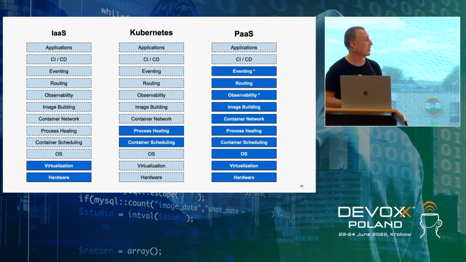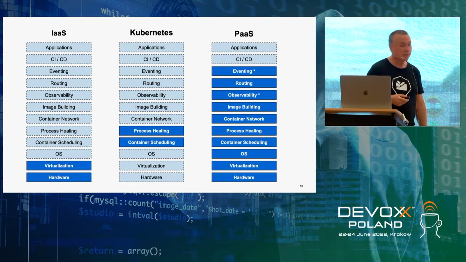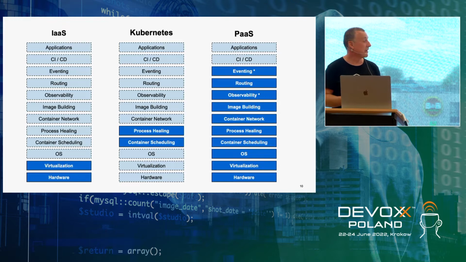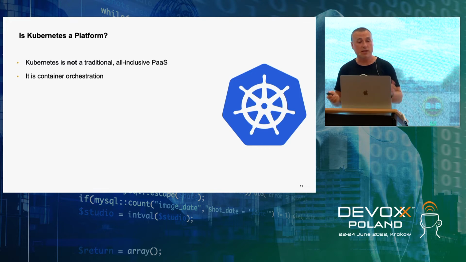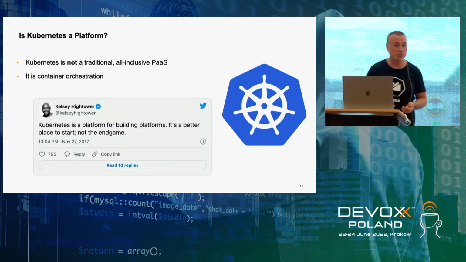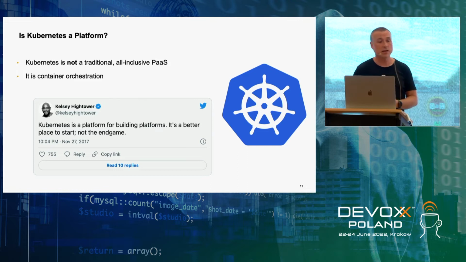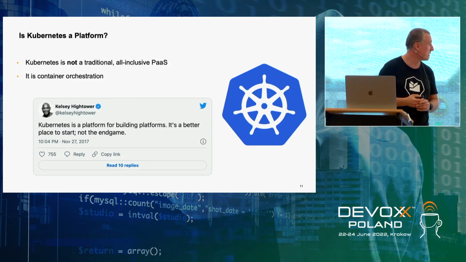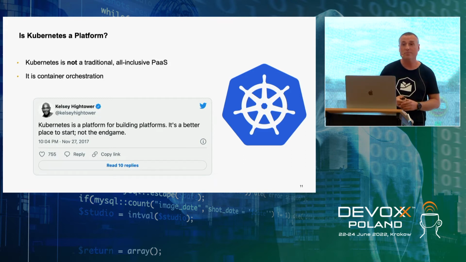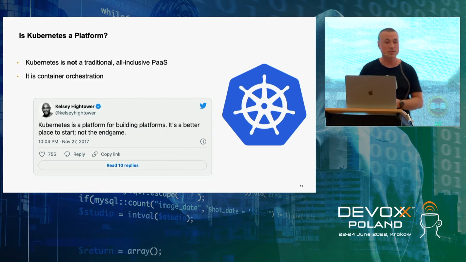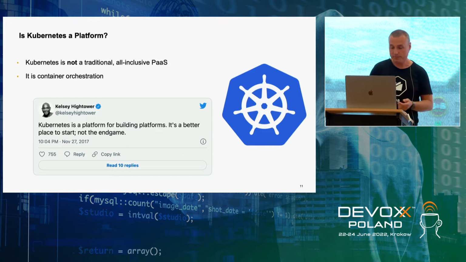And you see there is still a lot that you miss. So you probably need much more to be effective and to achieve this speed to market factor. So Kubernetes is not a traditional all-inclusive platform as a service. It's just container orchestration, and this is the quote from Kelsey Hightower, the author of Kubernetes Up and Running and one of the biggest promoters of Kubernetes: Kubernetes is not a platform. It's a platform for building platforms, and it's just the beginning.